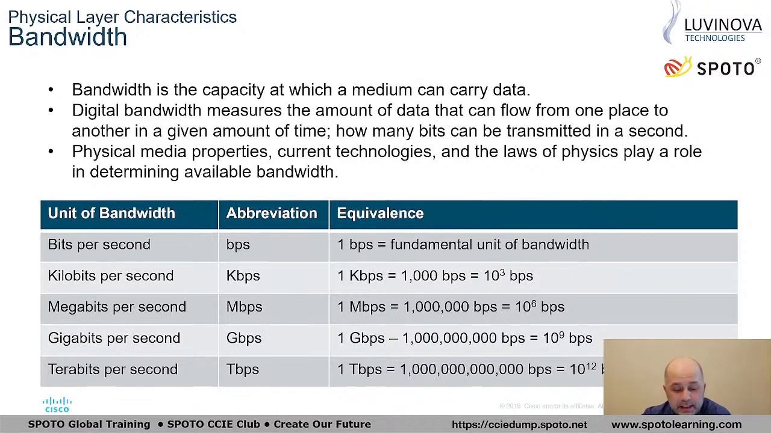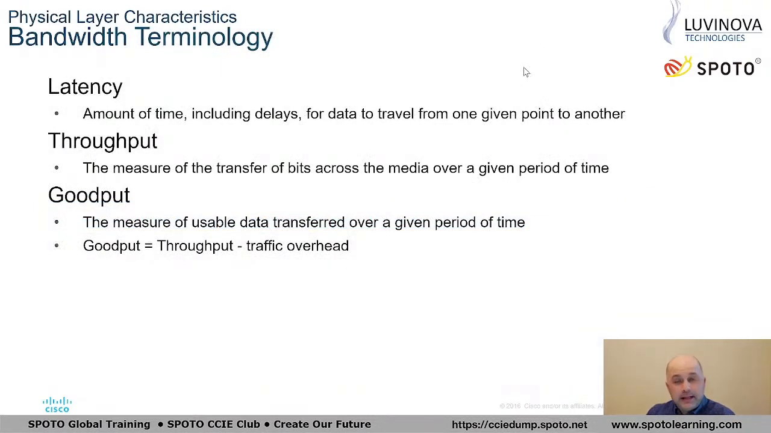Kilobits per second, abbreviated Kbps, is 1000 bits per second. One megabit per second is 1 million bits per second. Bandwidth terminology is something we should know, because these terms will be in our exams, so I would like you to prepare them. Those three terms you must learn by heart.